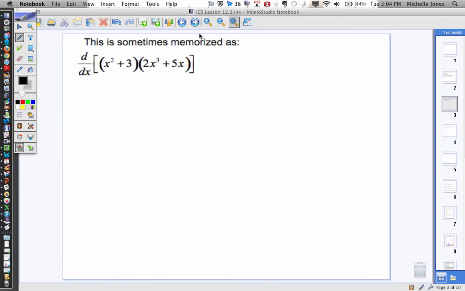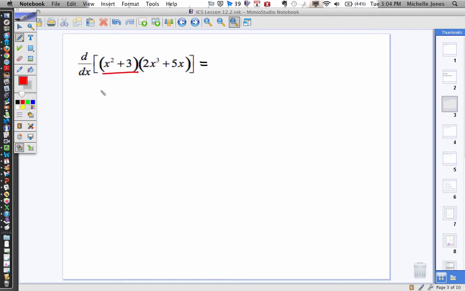Let's try some examples. So this is something that we're going to try now. Let's get rid of that. So this just means the derivative of x squared plus 3 times 2x cubed plus 5x equals, so that's what we have to find out.